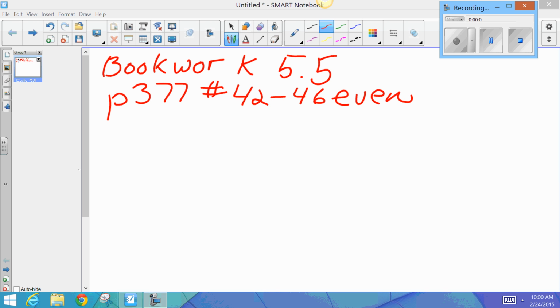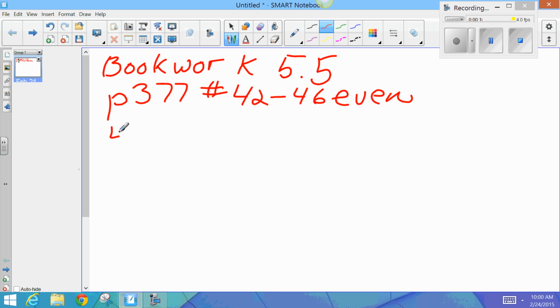This is pre-calculus bookwork on section 5.5, page 377, problem 42 through 46 even. Problem 42, the log base 81 of 27 equals x. Okay. All right.